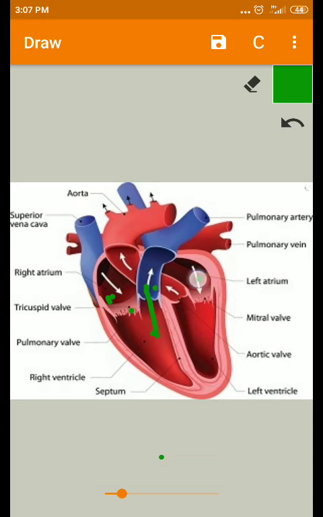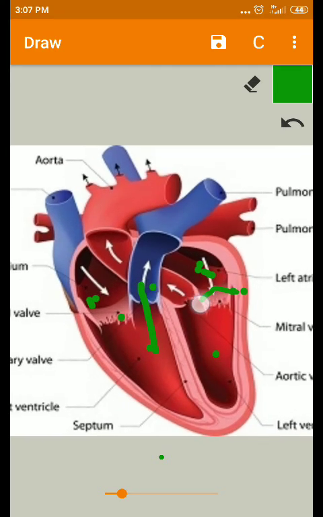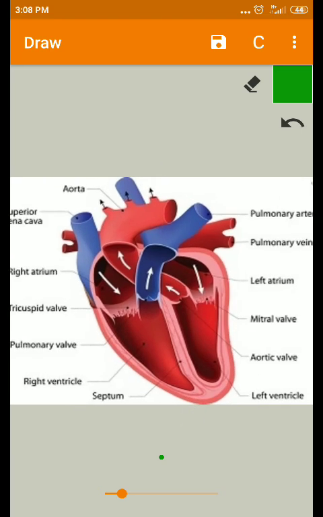And the left atrium has four openings for pulmonary veins, two on the right side and two on the left side, which open into the left atrium. From the left atrium to the left ventricle another opening is present, called the left atrioventricular opening, that is called the mitral valve. And from the left ventricle it opens into the aorta. So these are the openings of the chambers of the heart.